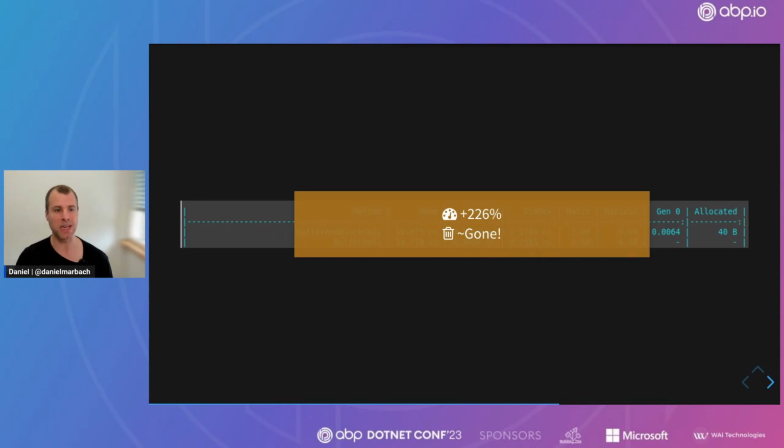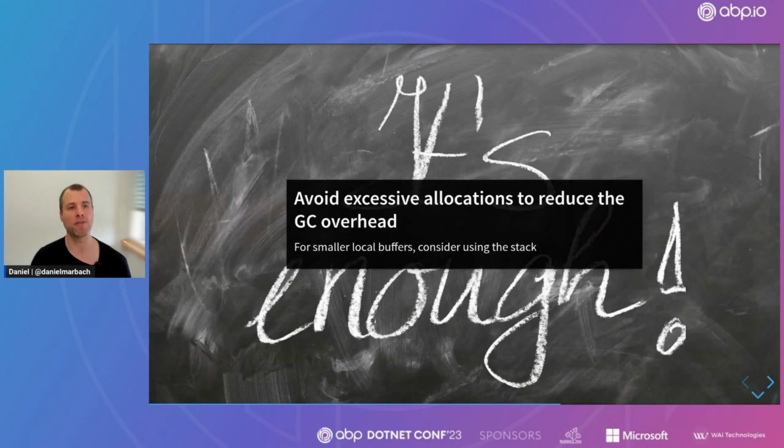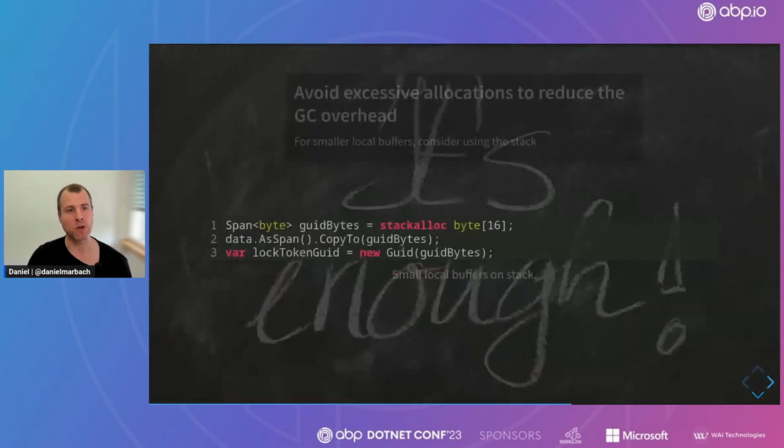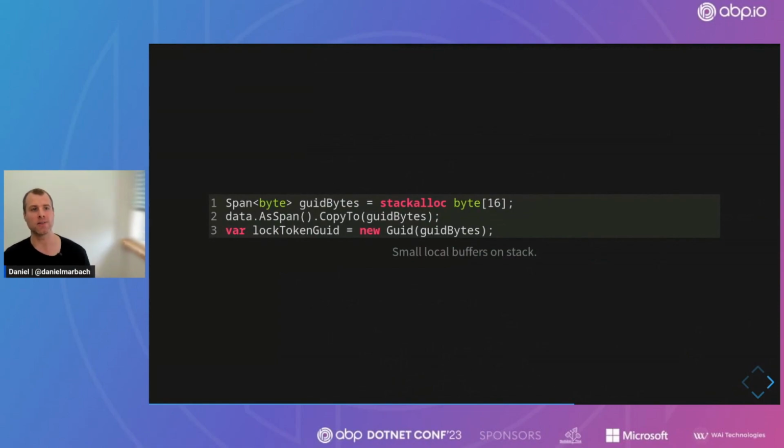That being said, we can actually do better. And we're coming now to the next rule. For smaller local buffers, consider using the stack. I'm going to use the same example. So instead of allocating 16 bytes every time we do buffer block copy, what we're going to do is use stackalloc of 16 bytes.